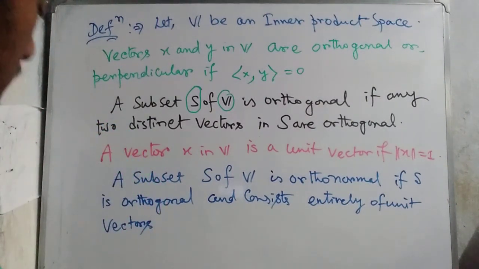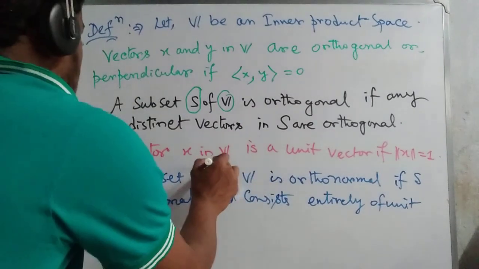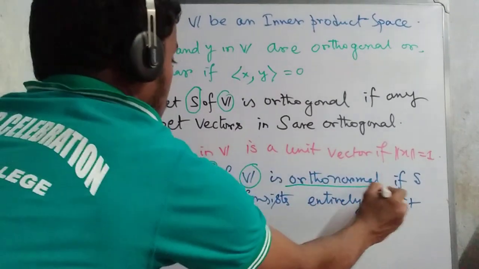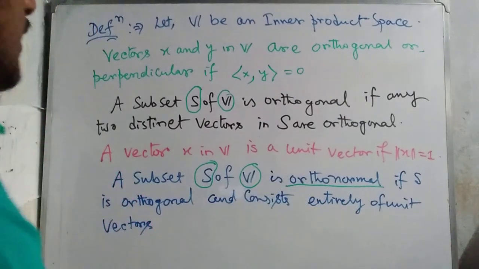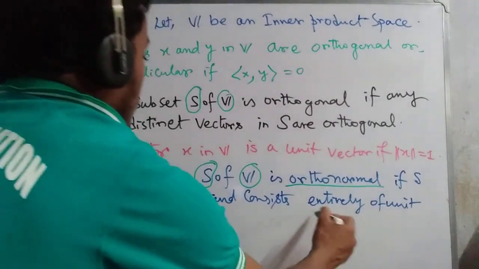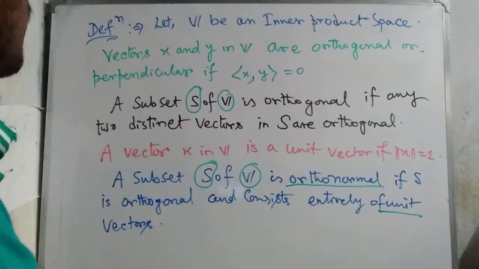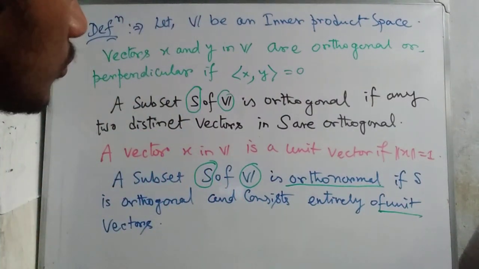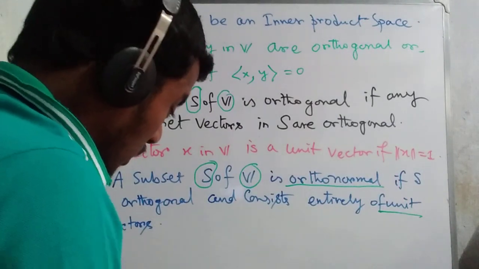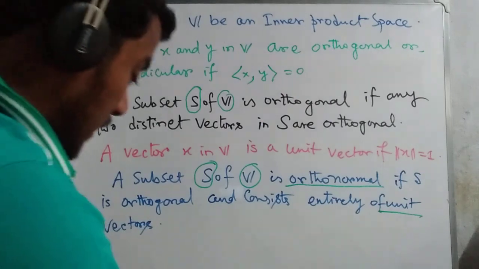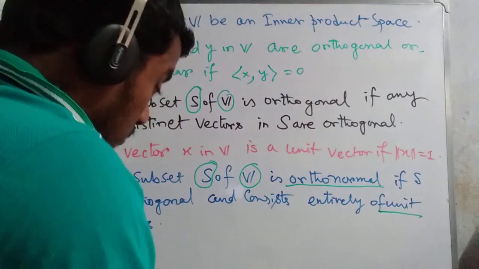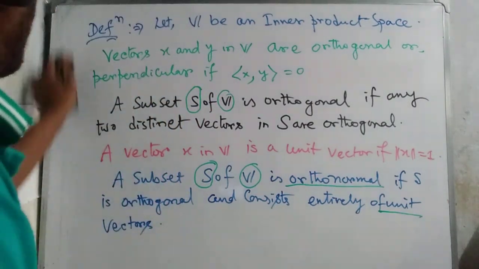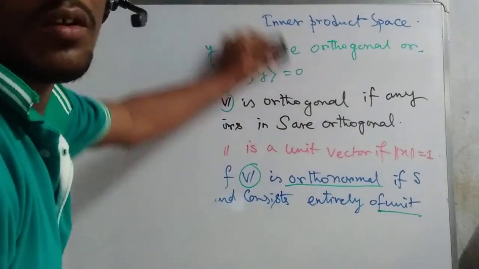Understood? That means a subset S of V is orthonormal if S is orthogonal, meaning any two distinct vectors are orthogonal, and consists entirely of unit vectors, which are obviously unit vectors. Then we call this subset an orthonormal subset. This one is too easy, I think. Now we are going to discuss one important example.